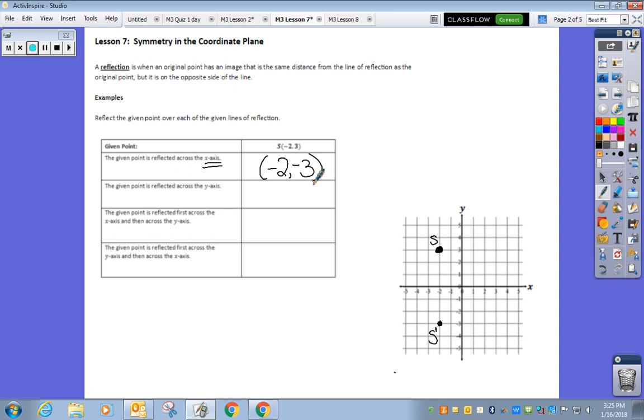If we look at the difference between these two, our original and the reflected point, we can see the first number, or our x-coordinate, stayed the same. If we look at the second coordinate, or y-coordinate, we had a 3 here and a -3 here. 3 and -3 are opposites. So when reflecting over the x-axis, the x-coordinate stays the same, and the y-coordinate becomes its opposite.